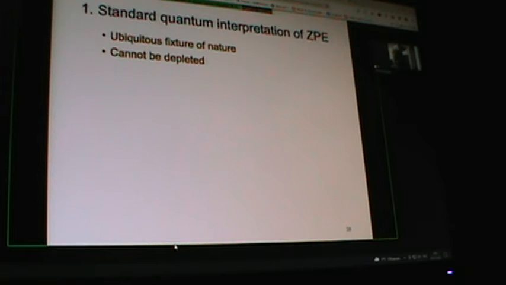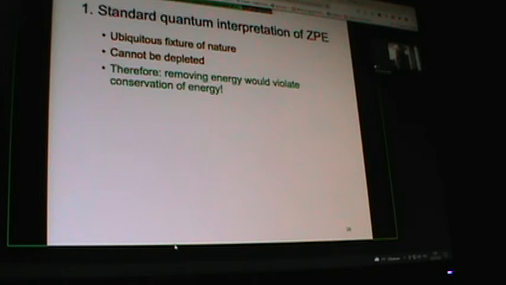So the standard model, the Copenhagen interpretation, is that the zero-point energy is a fixture. It's just a fixture of nature. It's there. You can't deplete it. You can't add to it. If you have a little box, and you could take all the zero-point energy out of that little box, you'd still have the same amount of energy in that little box. So if we accept that, that would mean that removing energy would violate conservation of energy, would violate the first law of thermodynamics.